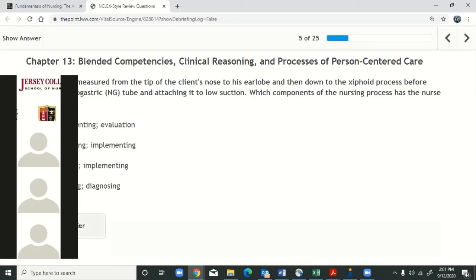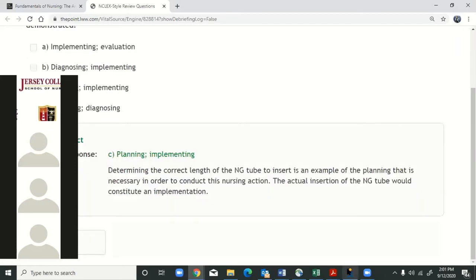What's the outcome? So if I wanted to look at the outcome of A, we just did that, right? Did she implement? Yes. We can see an implementation, but we don't see an evaluation. So look at your outcome. What's the outcome if this is the answer? Does it match what I'm being asked? C, yeah.